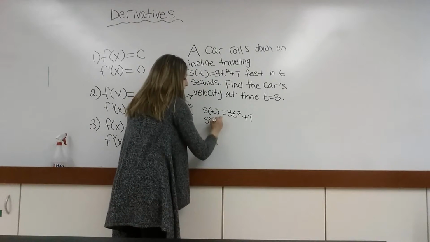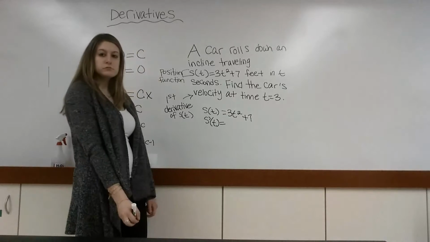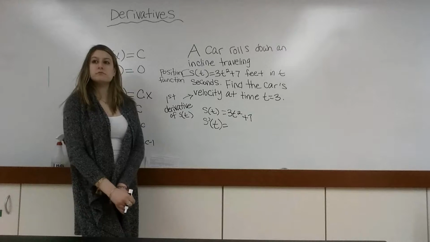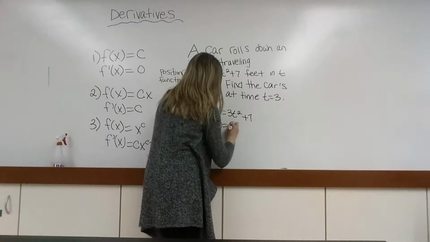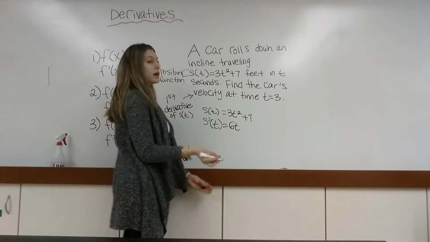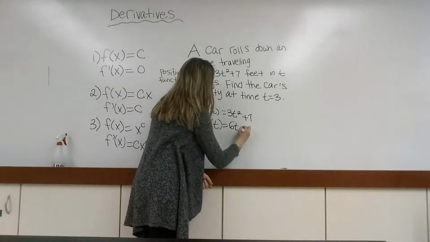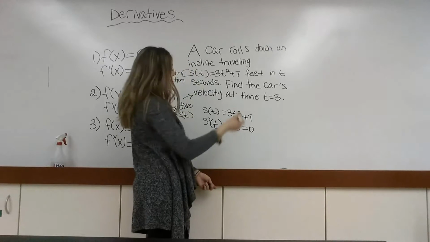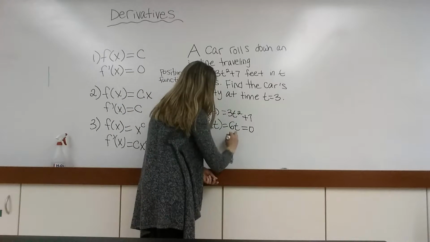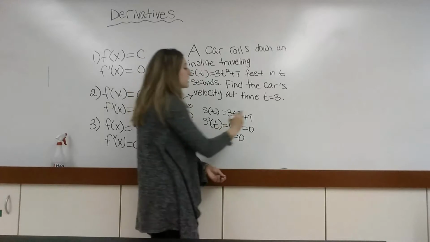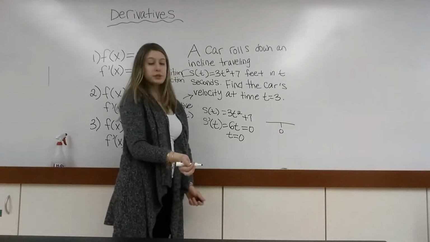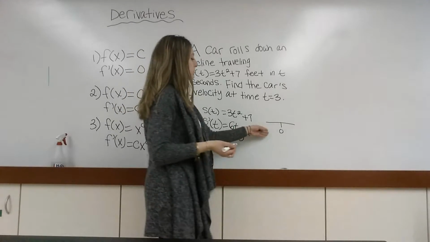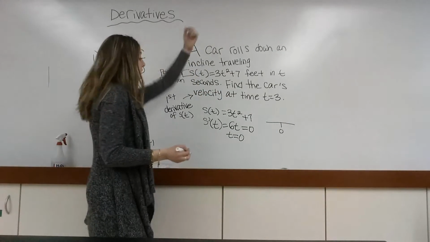What is the derivative of s of t? 6t. Yep. The derivative is 6t. Now, we are going to set this equal to 0, so that is t equals 0. Now I'm going to draw a number line right here, and I'm going to put 0 there because that's our critical point. And I'm going to test a number in each section by plugging it into the derivative.